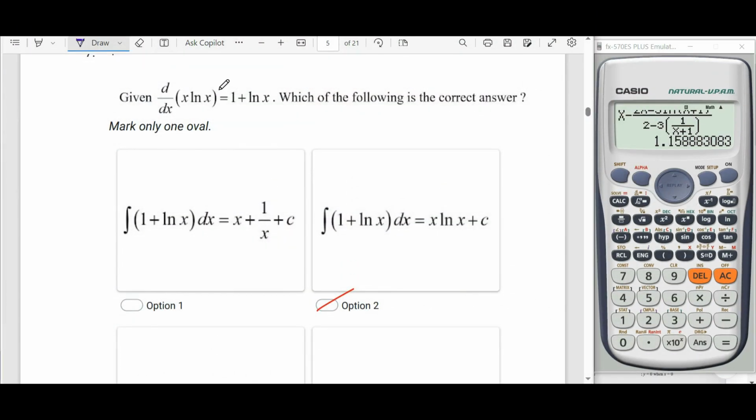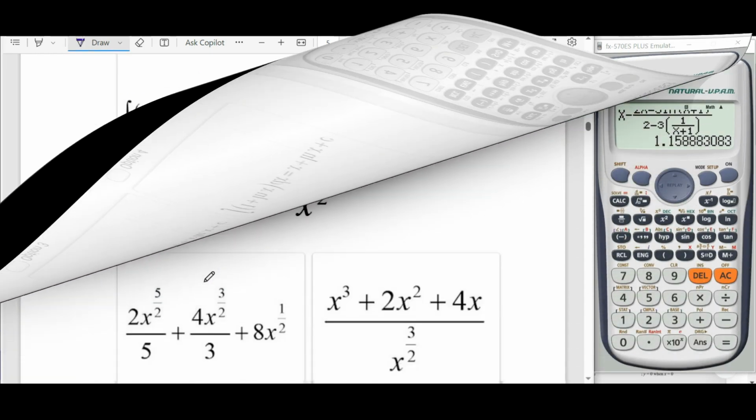Next, when we differentiate this, what is the correct answer? When you differentiate A, you get B, which means when you integrate B, you will get back A plus C. So this is our antiderivative concept. Which one is written incorrectly? So the option is number 2.